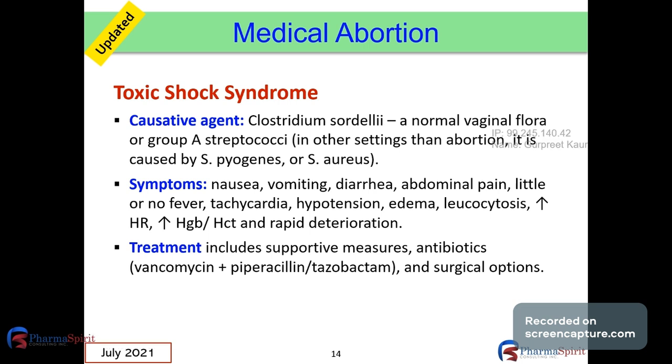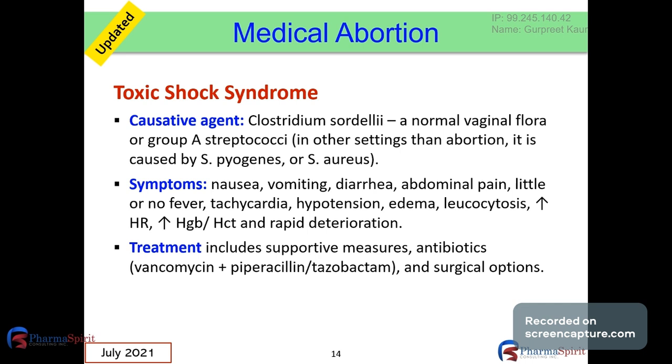Toxic shock syndrome is caused by bacteria, and the causative agents in females who undergo medical abortion are Clostridium sordelii and the group A streptococci. In other settings than abortion, it's caused by Streptococcus pyogenes or Staph aureus. Now, let's talk briefly about this Clostridium sordelii.